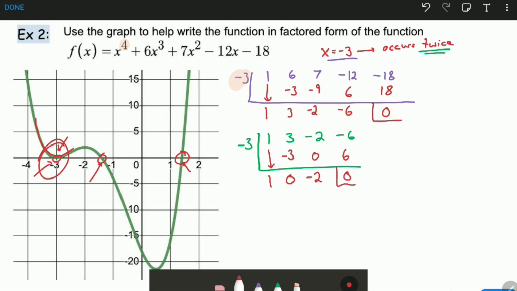Now we need to actually write out the variables. Originally, this was x to the 4th. So after doing the synthetic division the first time, we're going to have an x to the 3rd as the highest power. But then after doing synthetic division a second time, we'll have x squared as the highest power. So we have 1x squared plus 0x minus 2 as the remaining expression that we have.